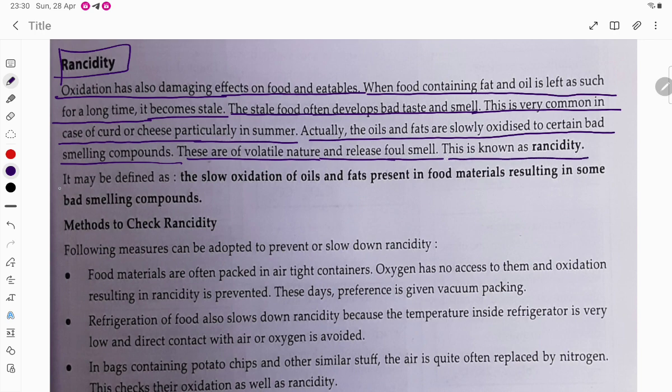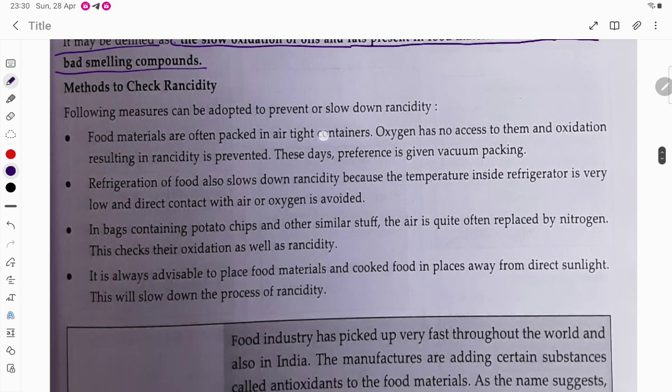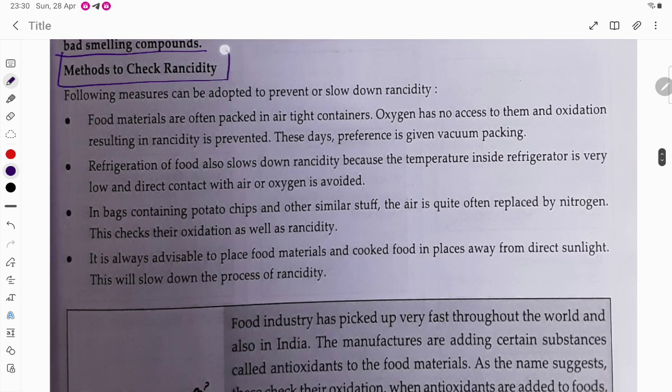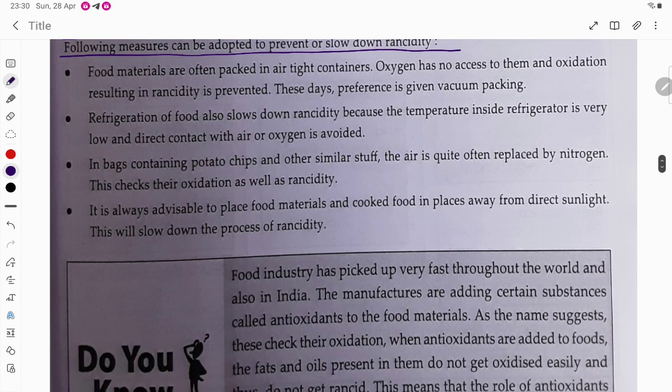This is known as rancidity. It may be defined as the slow oxidation of oil and fats present in food material resulting in some bad smelling compounds. What is the method to check the rancidity? The following measures can be adopted to prevent or slow down rancidity.